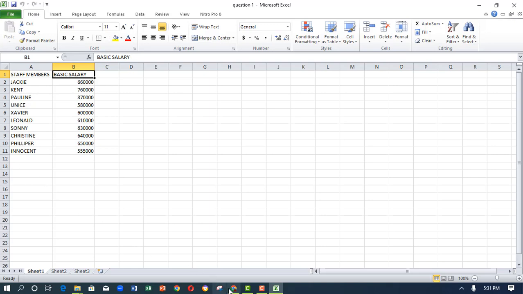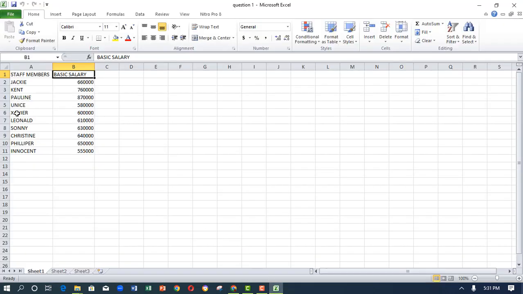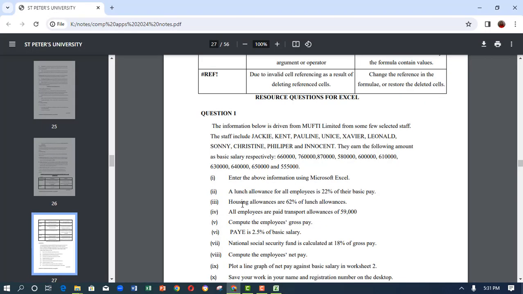If you come back to our question here, you see that we have the information below is derived from Mofut Limited from a few selected staff. The staff include Jackie, Kent, Pauline, and then their basic salaries. That's what I entered here in the Excel worksheet. So without wasting much time, we're going to start on the required questions. The first one was enter the above information using Microsoft Excel.